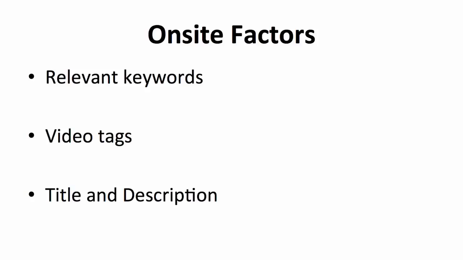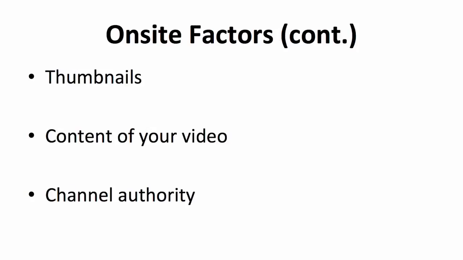Video tags are said to be not very important, but including a few keyword tags helps YouTube know what your video is all about. The title and description of your videos is an important factor in determining your rank, because the keyword in your title and description gives a slight SEO boost to your videos.